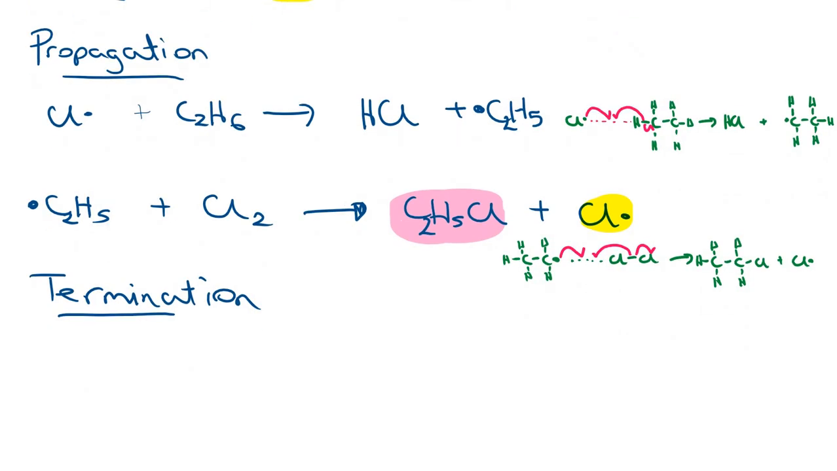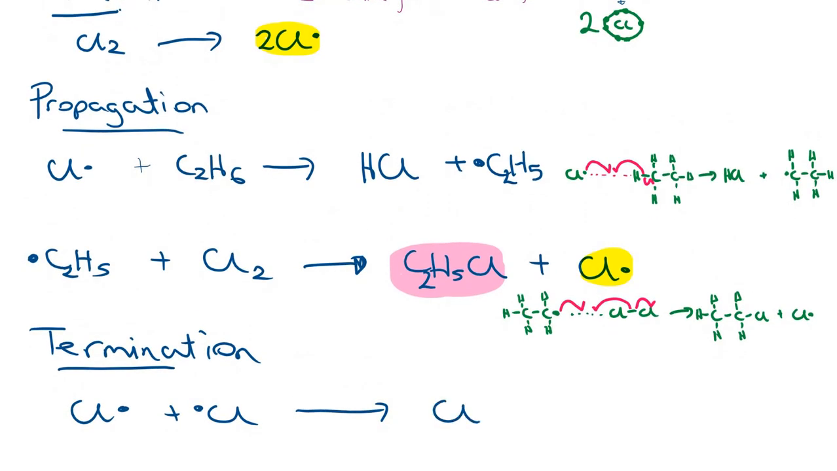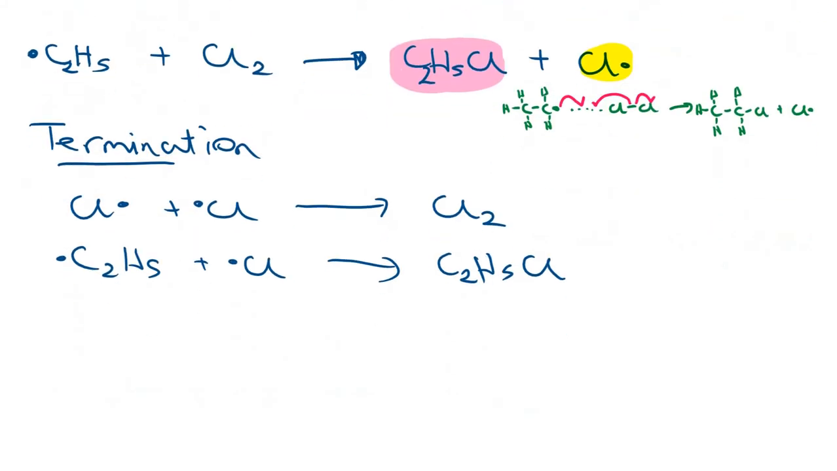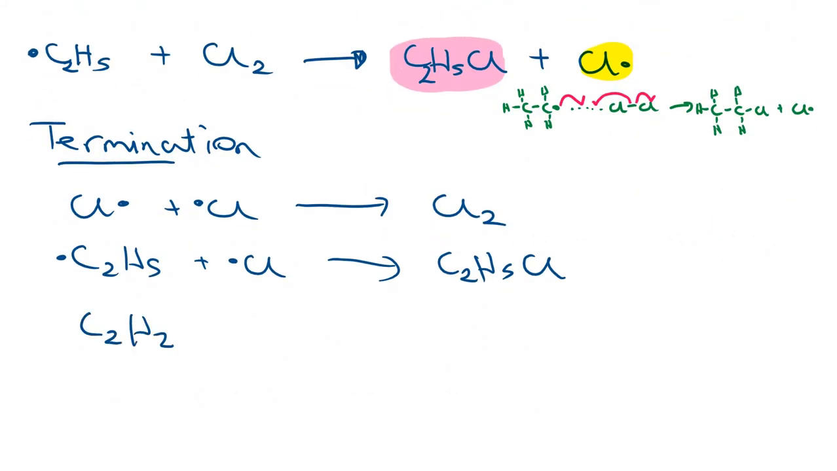So the first one will be our chlorine, you could say. A chlorine radical could react with a chlorine radical, the reverse of our initiation step, to form a chlorine molecule. We could have an ethyl radical and a chlorine radical reacting to form the desired product there. And lastly, you could have two ethyl radicals coming together. An ethyl radical reacting with another ethyl radical, and when these two radicals combine, you get C4H10, which is butane.